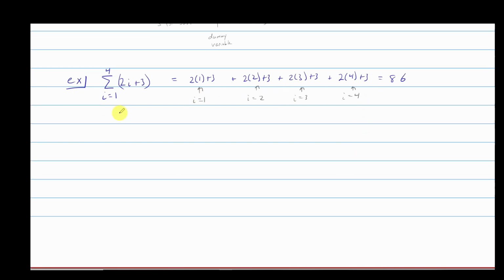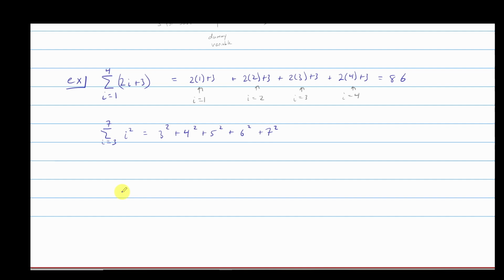The i doesn't have to start at 1, though. We could have something like the sum from i equals 3 to 7 of i squared. This would be 3 squared plus 4 squared plus 5 squared plus 6 squared plus 7 squared. The key thing is that it's always incrementing up by 1 from the start until it gets to the end, and we only want it to be whole numbers.